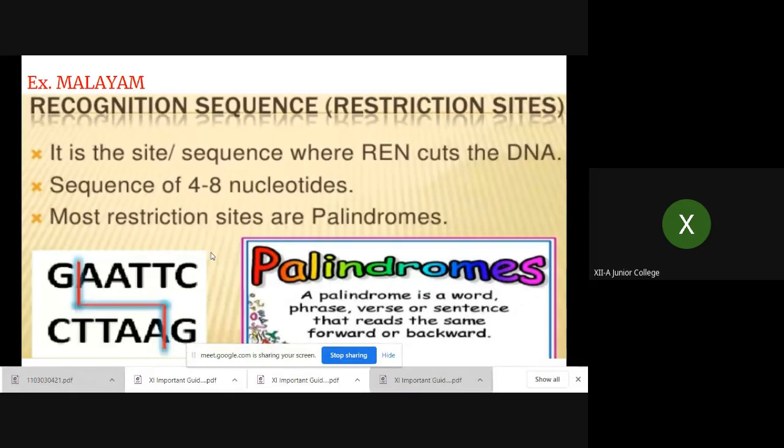Base pair sequences. Once you read them considering the same orientation, the same sequence is observed. That means if I start reading from the 5 prime end, then for one strand, the same orientation for the other strand, 5 prime end also, the same bases are observed in the sequence. So that is what is called palindromes. Very important, and they are very important in DNA recombinant DNA technology.